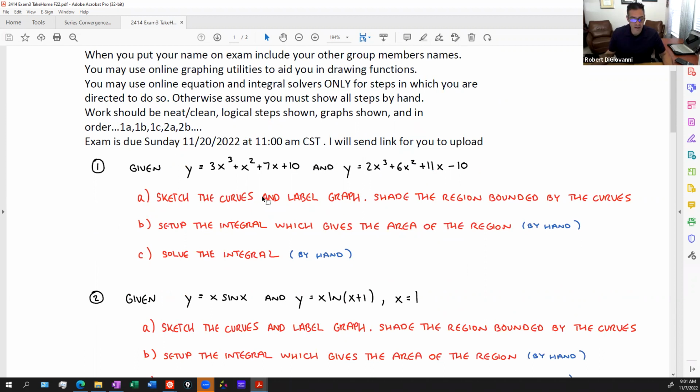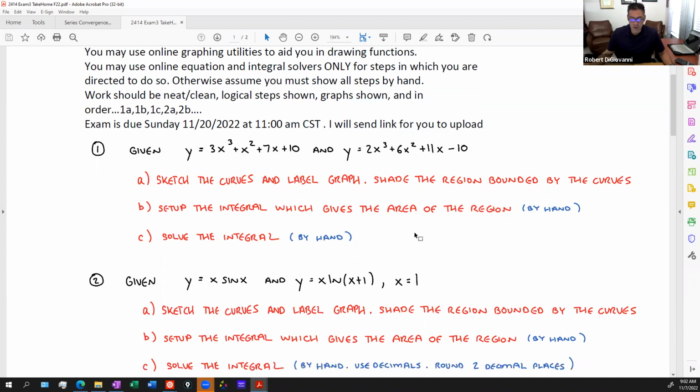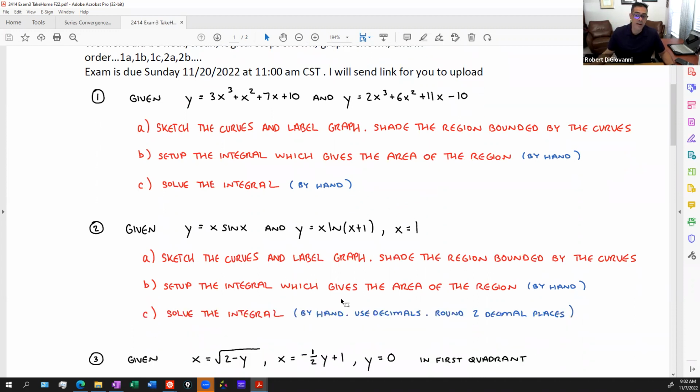I never say here that you can't use a computer to do that. I put here sketch the curves and label. So that means you can use a computer to help you sketch the graphs, to find the points of intersection. You can do all that with a computer, with technology, all right? So the only things I want you to do by hand, I say do by hand, right? So if you have any questions about it, please get with me.